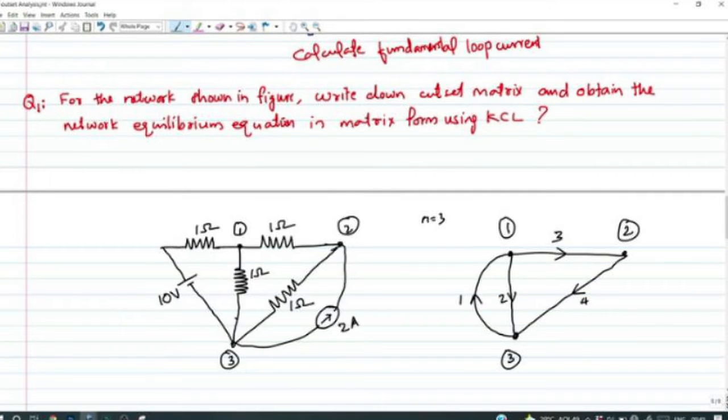So in order to proceed with this cut set analysis, first of all, we need to build the cut set matrix. And in order to build the cut set matrix, first of all, we need to take any one tree of this graph.